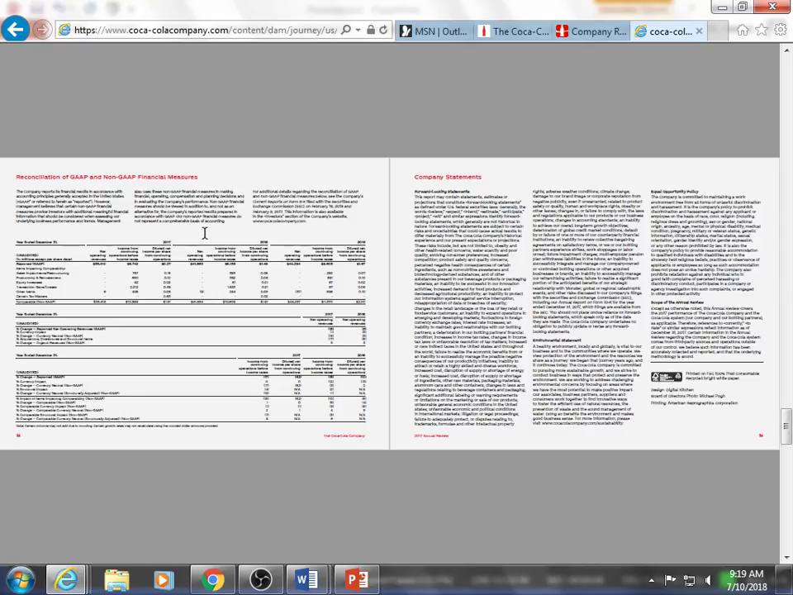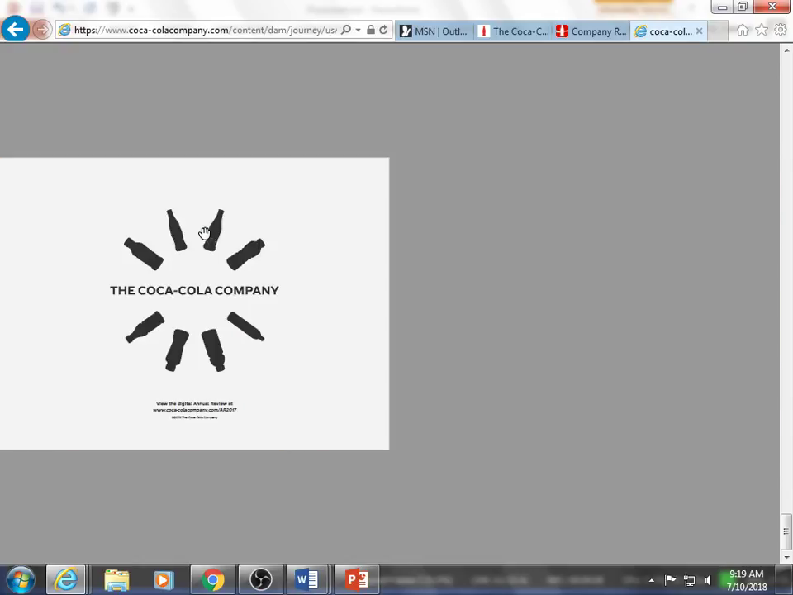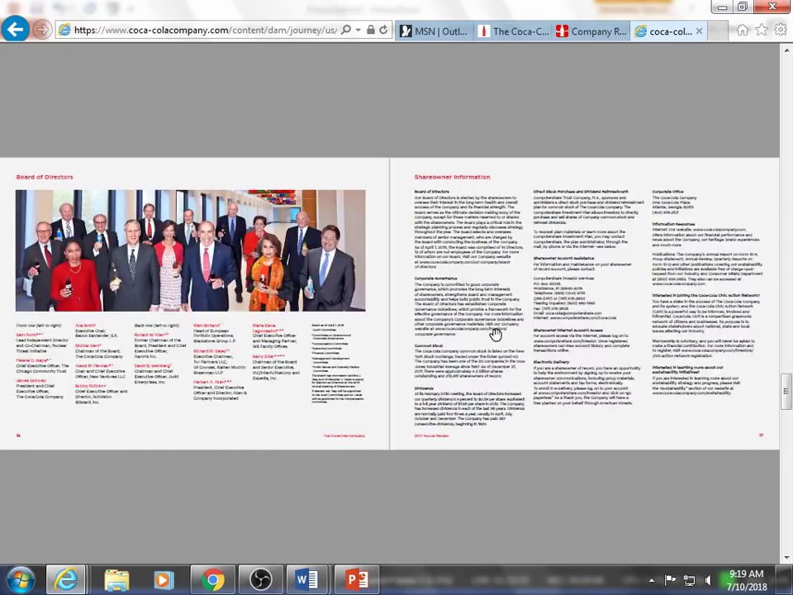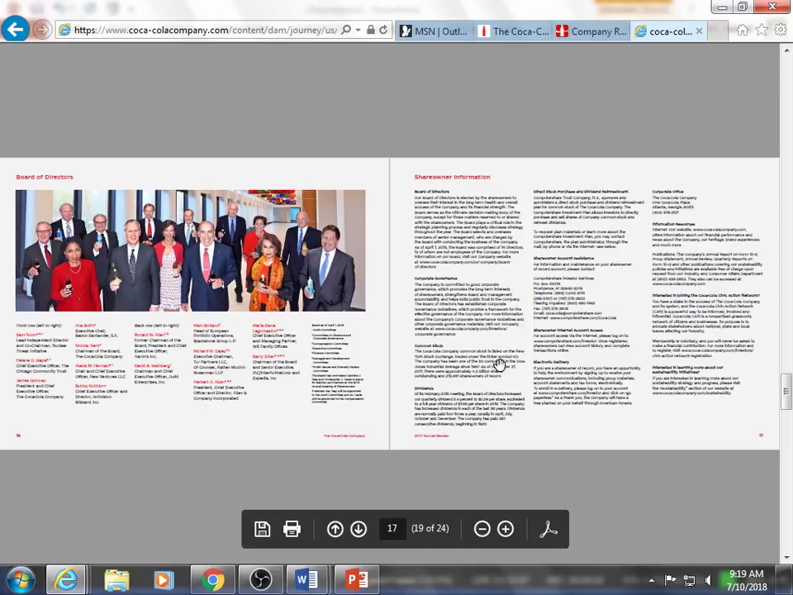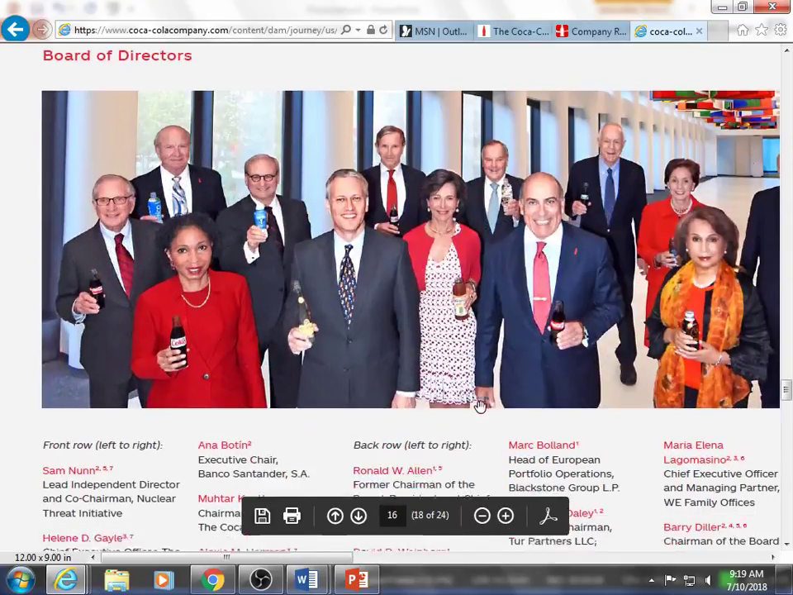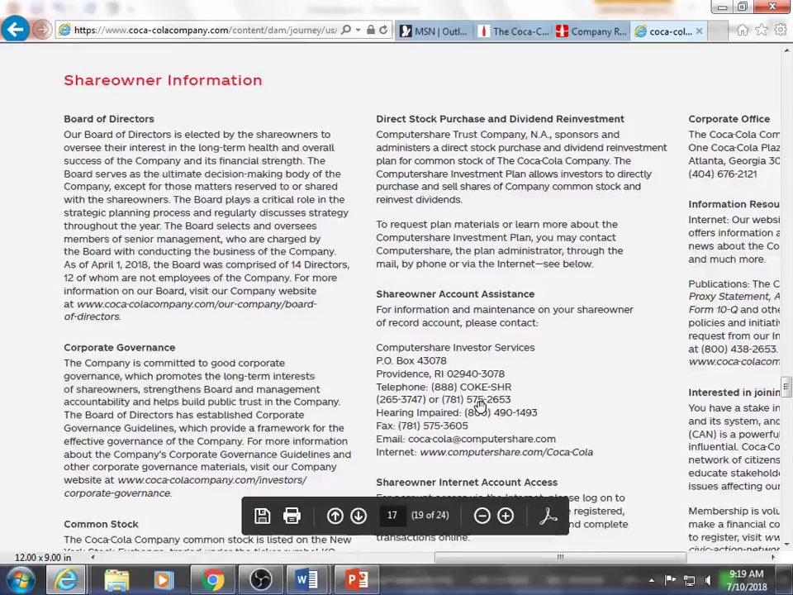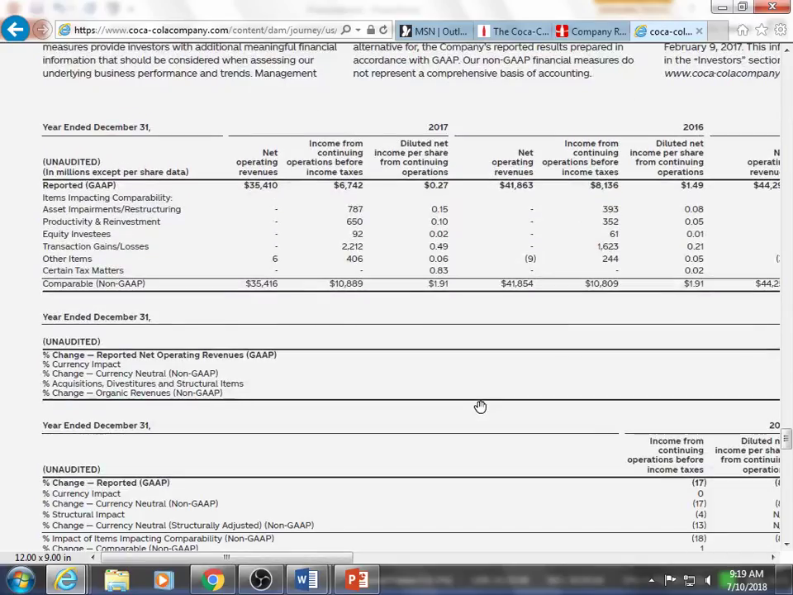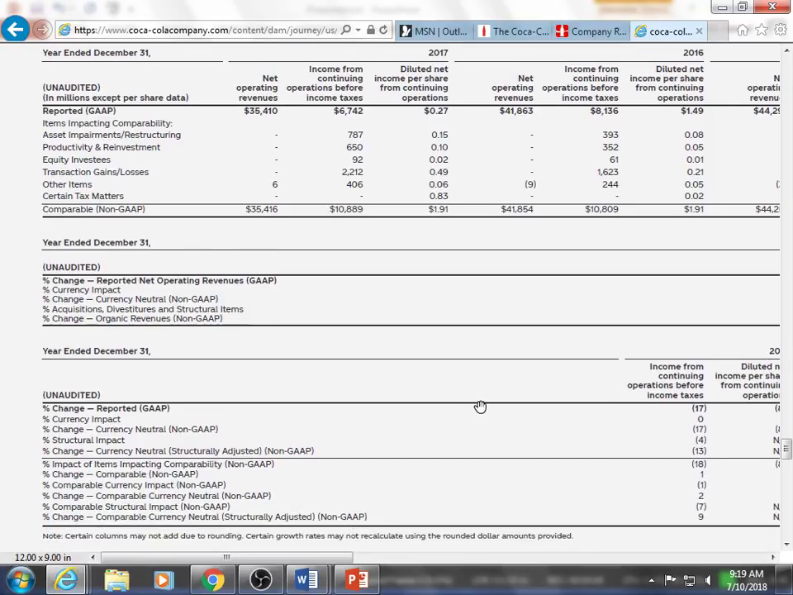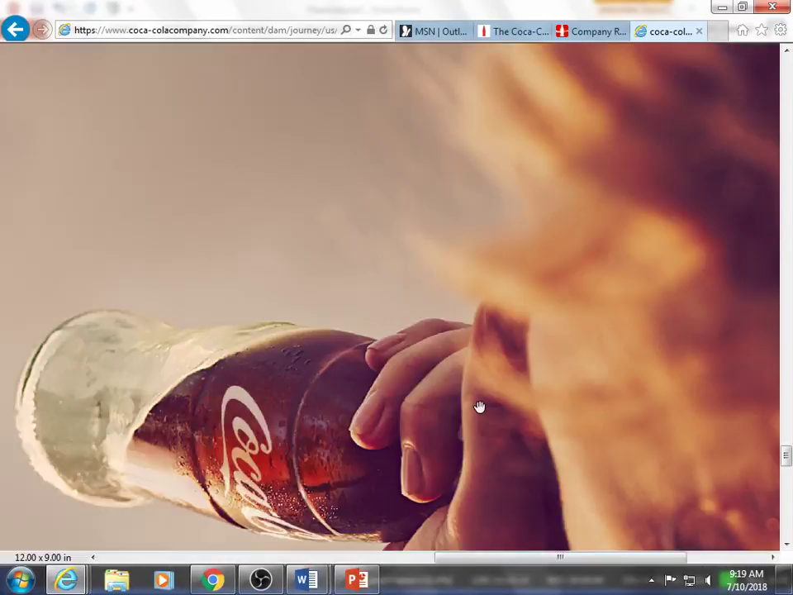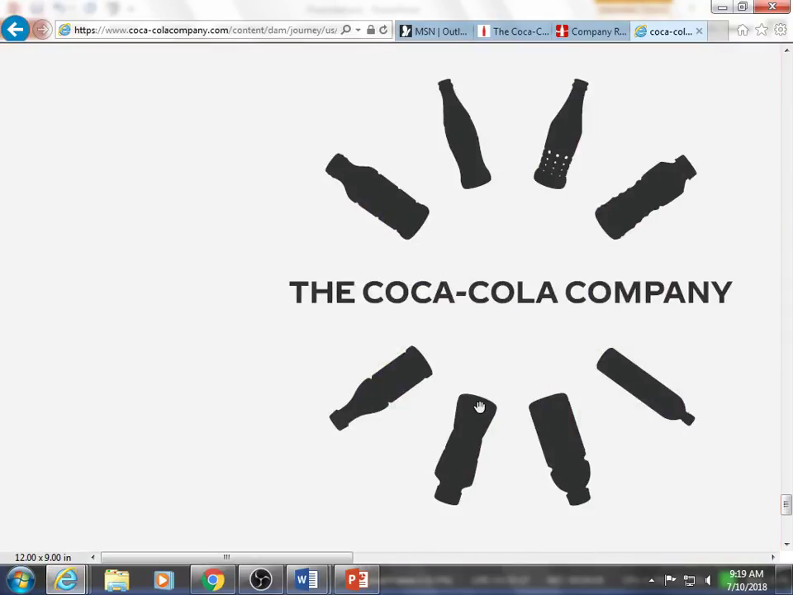The financial measures. And how come? I'm gonna download. What about that? That's not it. Hey, that looks like a good amount of information right there.